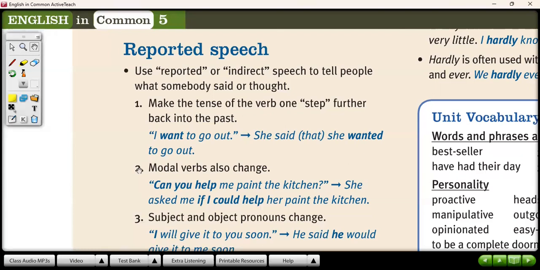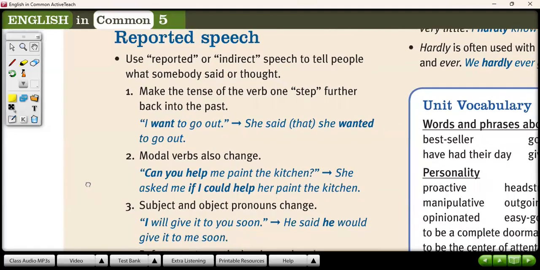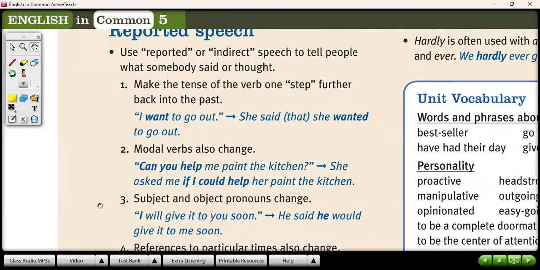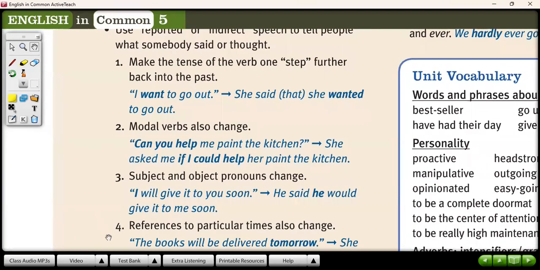But let's see more examples about this structure. So we use the reported speech when we need to tell people what somebody said or thought. Simple example about this. Suppose that you're watching an interview and you want to tell another person about this interview. When telling this, you are reporting what you saw on the interview. So you have to use this structure.